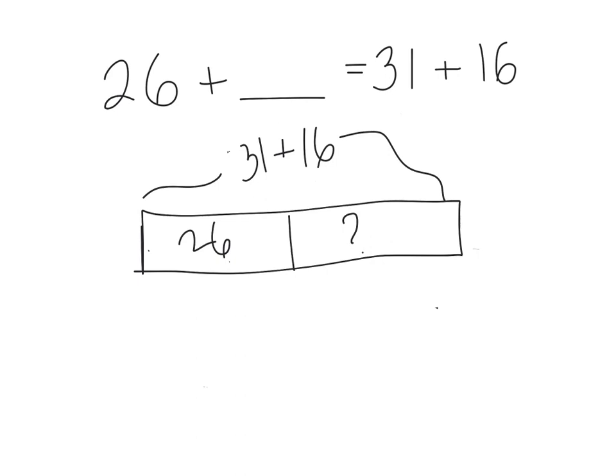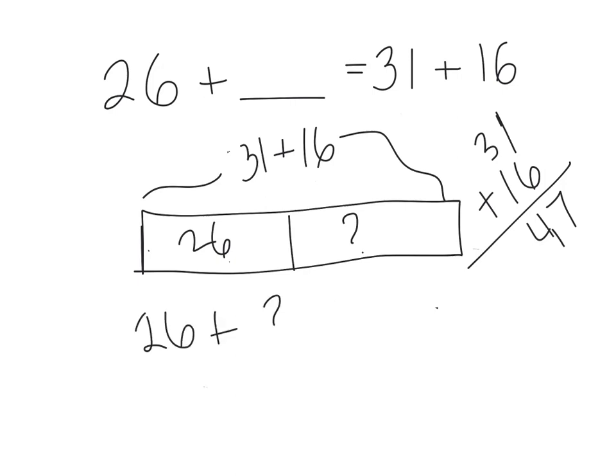Okay. So we need to compare 26 to 31 and 16 more. So why don't we find out how big our whole actually is by adding. Okay. 31 plus 16 equals 6 and 1 is 7, 30 and 10 is 40, 47. So if 47 is our whole, how do we get from 26 to 47? Well, I have to figure out what to add to 26 to get 47, right? Yeah. So 26 plus a question mark equals 47.